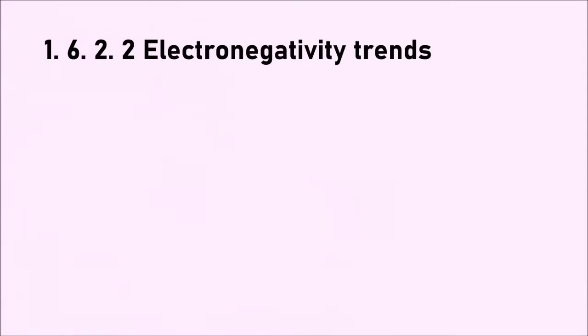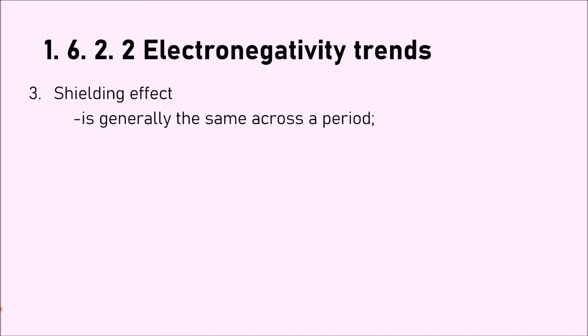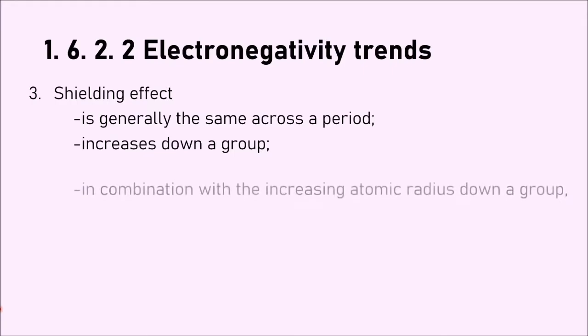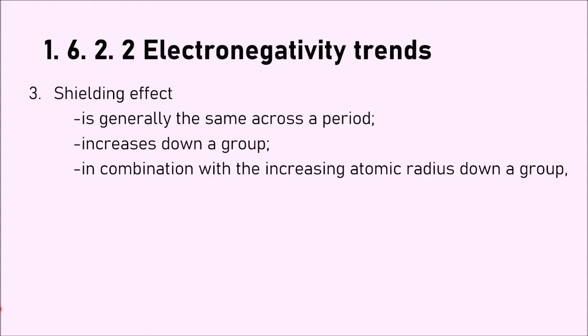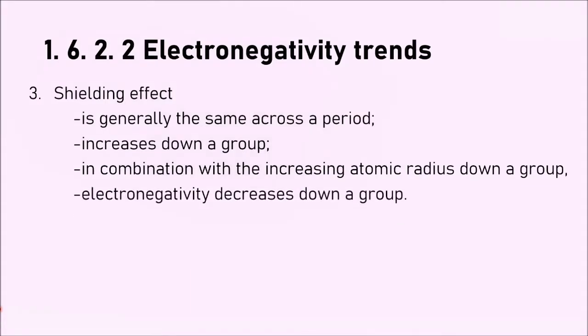The last factor, as you know already, is of course shielding. And the effect of shielding is very similar across a period, so we tend to ignore that. However, shielding increases down a group, quite simply because we're increasing the number of energy levels. More shells, more shielding from inner electrons, so it's harder to A, remove the outermost electron, that's to do with ionization energy, and B, to attract that electron to the nucleus. So therefore, in combination with also the increasing atomic radius, remember that the atomic radius will also increase for the same reason of there being more energy levels, overall we can therefore conclude that electronegativity decreases down a group.